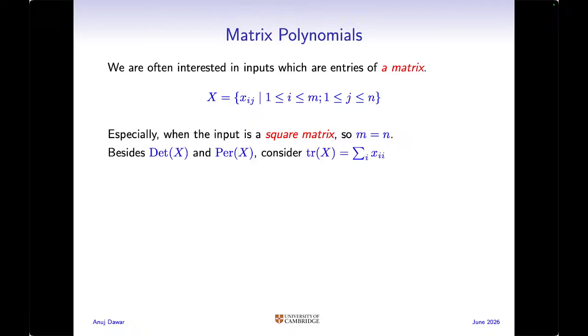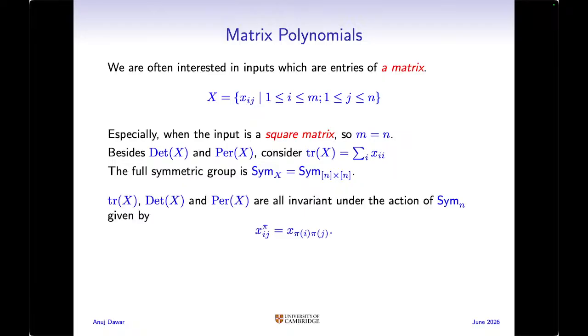So let me just take you through 3 examples: determinant, permanent, and the trace. Right. So the trace is simply the sum of the diagonal entries of the matrix. Now, that's our set of variables x. So if you look at the full symmetric group on x, it's basically Sym n times n, right? That would be the full permutation group of all the variables. Of course, none of these polynomials is invariant under that group, right? You can't permute all the entries of the matrix.